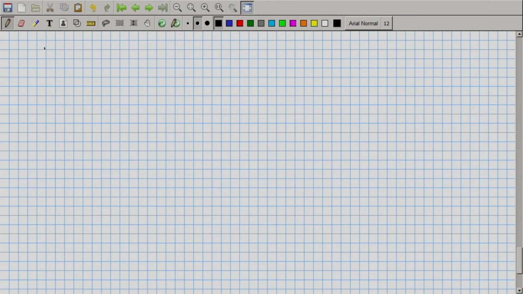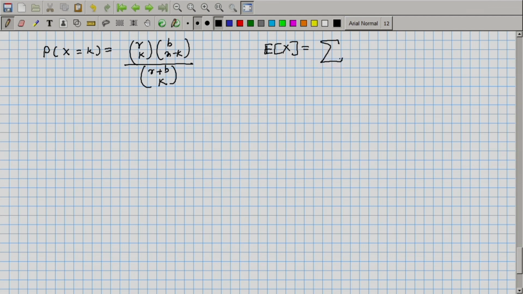Okay. So, the probability that this random variable x is equal to k is going to be equal to R choose k times B choose n minus k divided by R plus B choose k, and therefore, the expectation of this random variable is going to be the summation over all possible values that x can take.